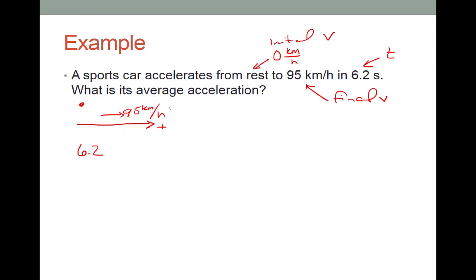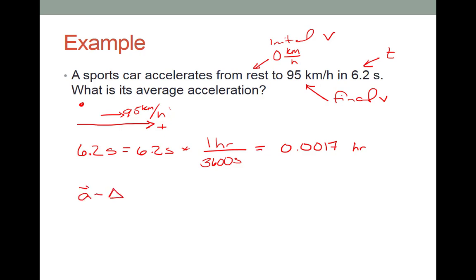So 6.2 seconds equals 6.2 seconds, and then, as we saw before, there are 3,600 seconds in 1 hour. And if I put that into my calculator, 6.2 divided by 3,600 is 0.0017 hours. I rounded a little bit there. It'll work. Okay. Now I can calculate my acceleration.